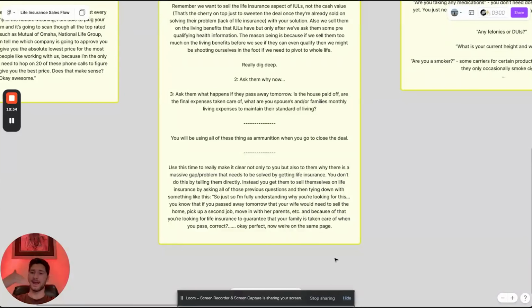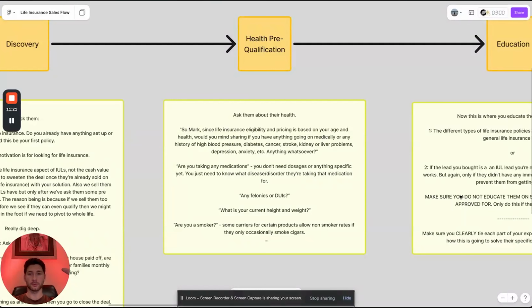This is the health pre-qualification. So you're going to ask them about their health. You're going to say, so Mark, since life insurance eligibility and pricing is based on your age and your health, would you mind sharing if you have anything going on medically, or if you have any history of high blood pressure, diabetes, cancer, stroke, kidney or liver problems, depression, anxiety, etc., anything whatsoever?